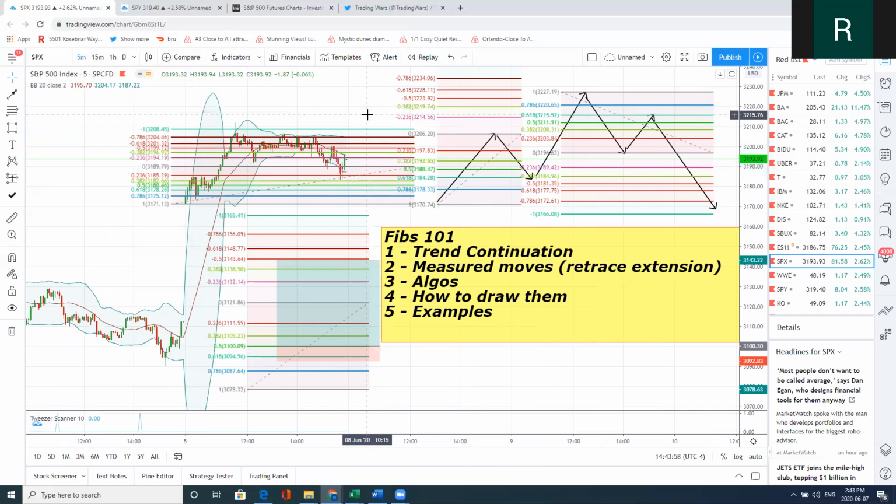And before we go there, I also want to say that Fibs are happening on all time frames: 1 minute chart, 5 minute chart, 15, daily, weekly, hourly, etc. Okay? So this is a strategy that you can use as a day trading, swing trading, investing. It doesn't matter. And I'm going to show you guys examples of that.